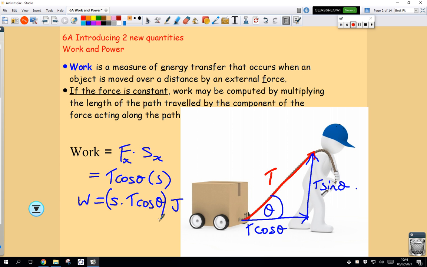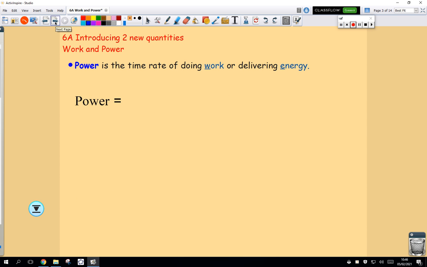So work, force by distance, essentially. Remember that. And if the direction of tension here is different to direction of motion, well then you will have to resolve your tension force in some way.